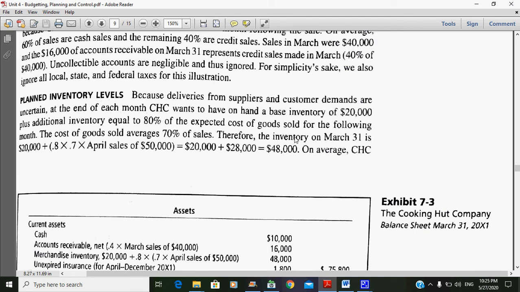Therefore, the inventory on March 31 is 20,000 plus 80% times 70% times April sales, which is the following month. Sales, right? Good. It should be 20,000 plus 28,000 equals 48,000. Let's get the 48,000 right there. Alright? Good.